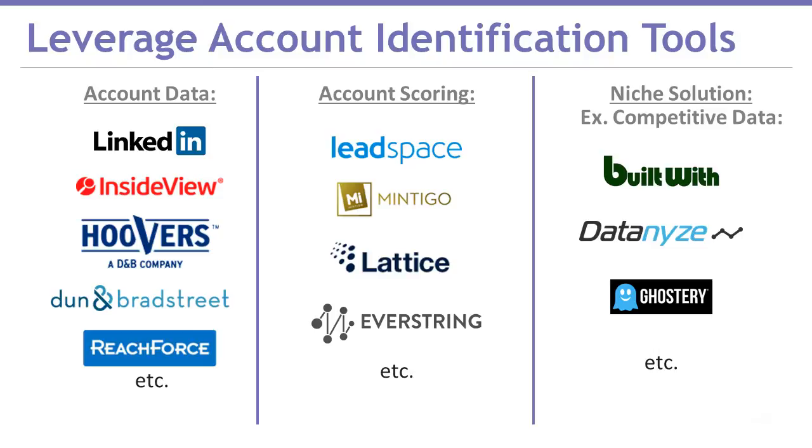And then on the right-hand side of the slide, you see some niche solutions, some business intelligence tools that might help you gain really good insights into accounts. And we at Marketo are a big user of Data Knives. And they help us identify which specific software or technologies are used by companies. And based on that intelligence, we can then score our accounts and drive our campaign.